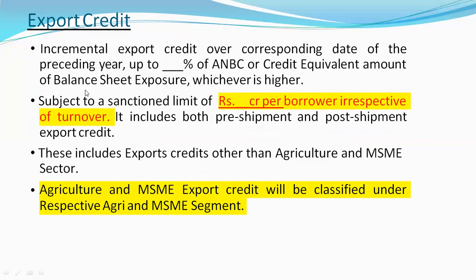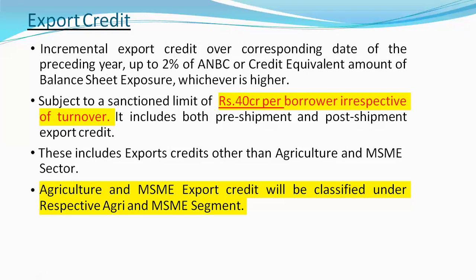Okay, here. And next is subject to a sanction limit of rupees dash crore per borrower irrespective of turnover. It includes both pre-shipment and post-shipment export credit. So friends, you have to tell up to which amount will come in priority sector lending in export credit. Let's see what is the right answer. Correct answer is 40 crore.